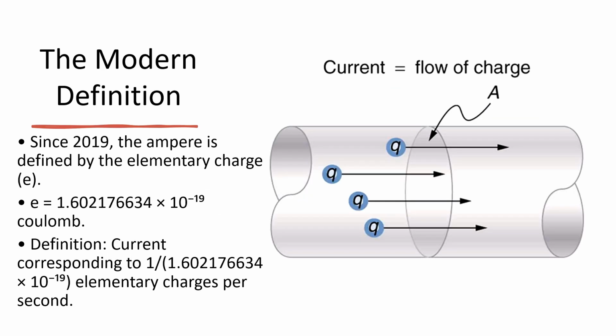The modern definition of the ampere no longer depends on measuring forces between wires, as it once did. Instead, it's tied directly to a fundamental constant of nature, the elementary charge. In today's SI system, 1 ampere is the current that corresponds to exactly 1 divided by the elementary charge number of electrons passing a point each second.